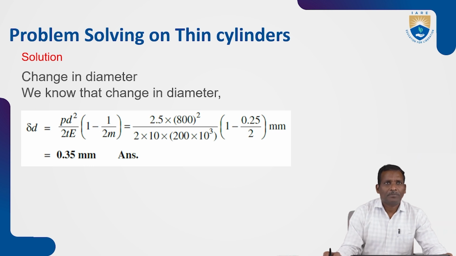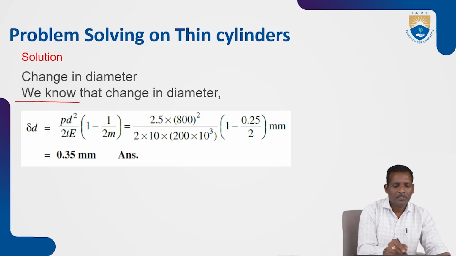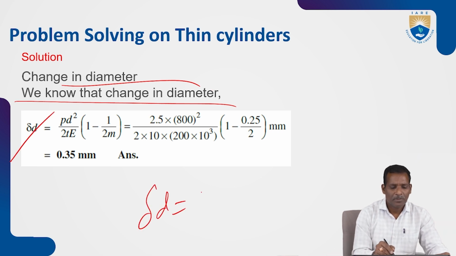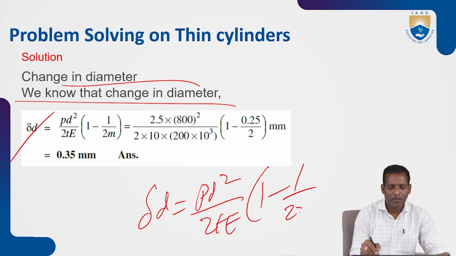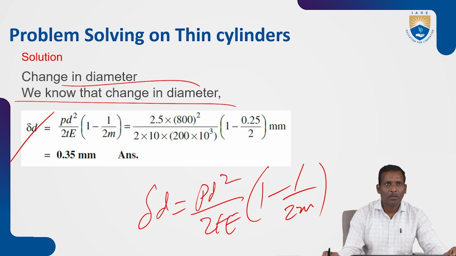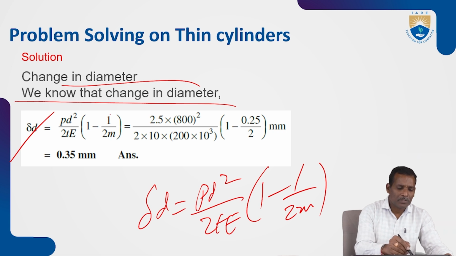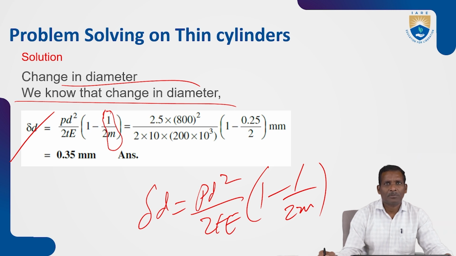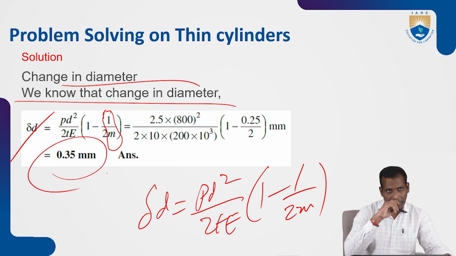Now calculate the change in diameter. We know that the change in diameter, delta D, is equal to PD square by 2TE into (1 minus 1 by 2m). Here the P value is 2.5, D is given, and thickness is known, so you only substitute the available values in this formula. Here 1 by m is the Poisson's ratio given. Substituting in this, you will get 0.35 mm.